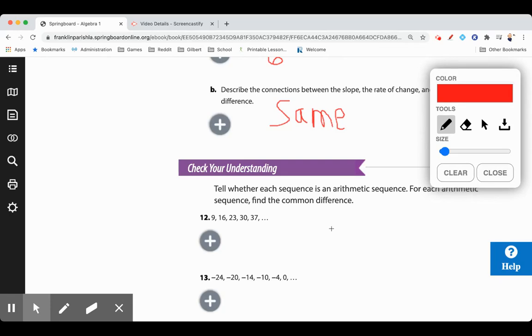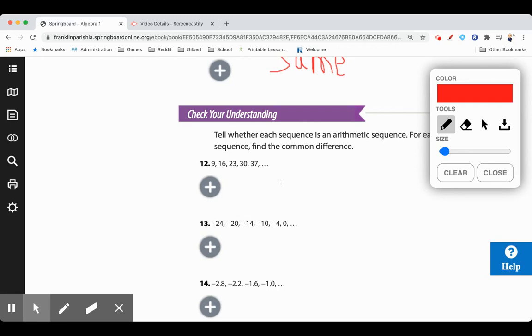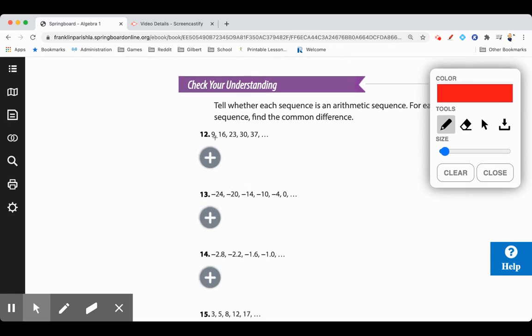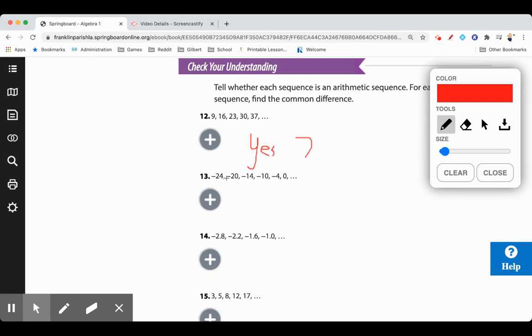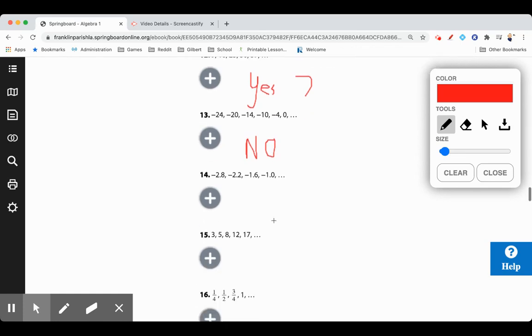All right, let's see if each one of these is arithmetic, and if it is, find the common difference. 9 to 16, that's 7. 16 to 23, 7. 23 to 30, 7. Yes, it is an arithmetic sequence, and the common difference is 7. Negative 24 to negative 20, plus 4. Negative 20 to negative 14, that's plus 6. I can already tell, plus 4, plus 6, so no. Not an arithmetic sequence, it's changing.